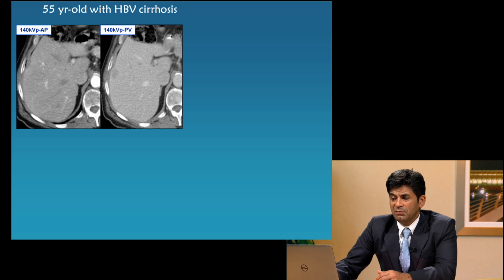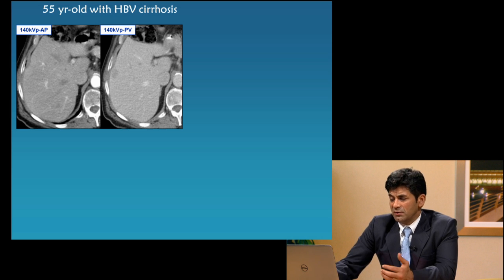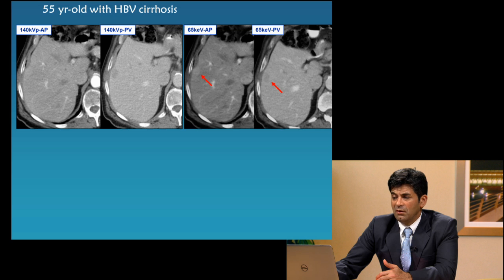And here in this case on 140 kVp images, on the arterial phase, we don't see clear arterial enhancement, but on the venous phase, we notice there is washout. So this lesion is not fulfilling the laid down criteria for hepatocellular carcinoma on these images.